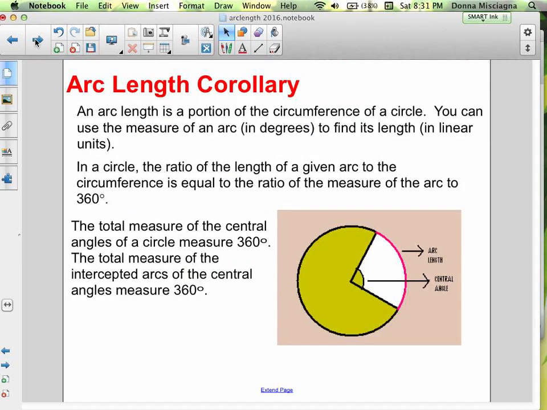In the next video, we'll look at arc length. All right, so arc length relates to circumference. Thanks for watching this video, and I'll see you in the next one.